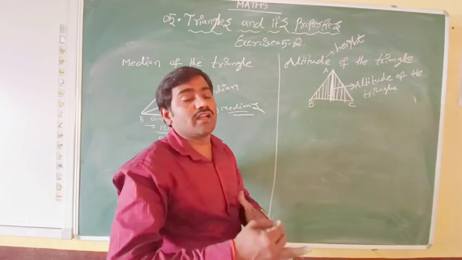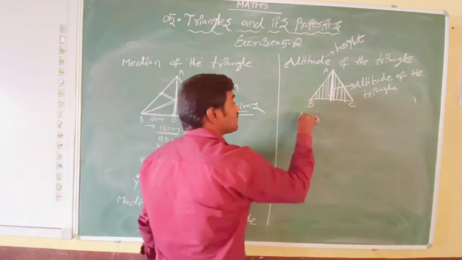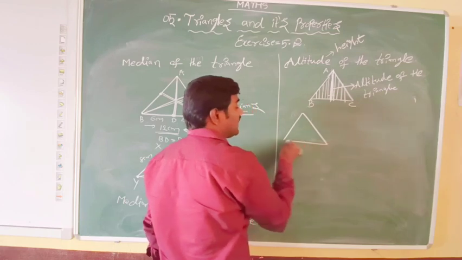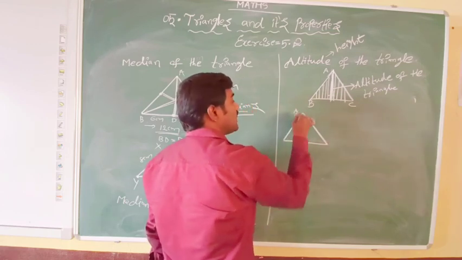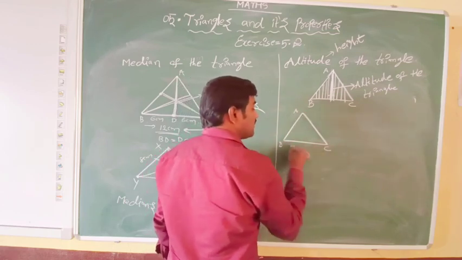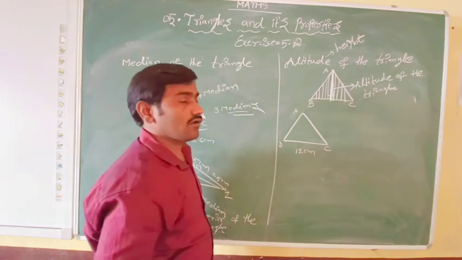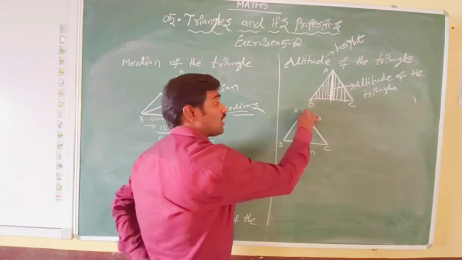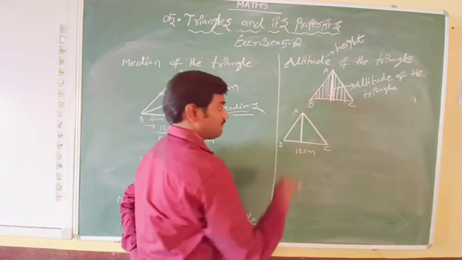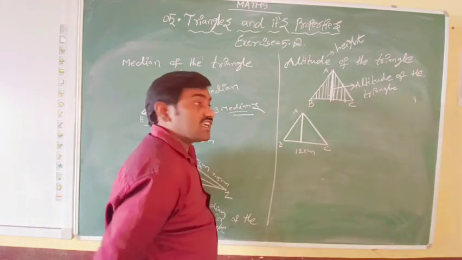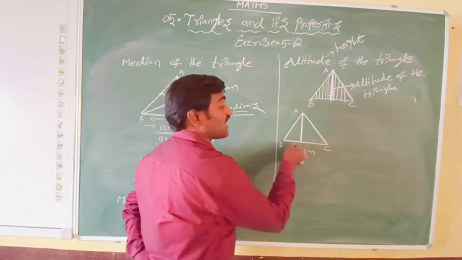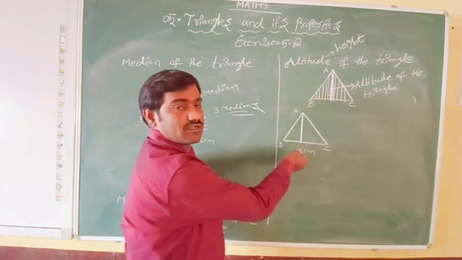How does this altitude come in the triangle? Let's see. The same concept we used in the median, but some differences. Suppose ABC. If BC is 12 centimeter, then from the vertex to the opposite side, a straight line, wherever it comes, it is not necessary that it should come exactly at half of the total length of the third side, the opposite side.